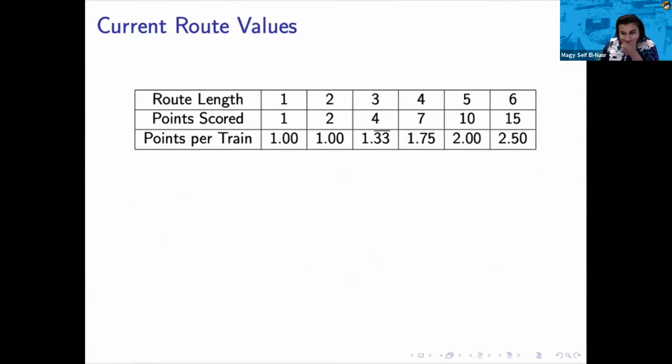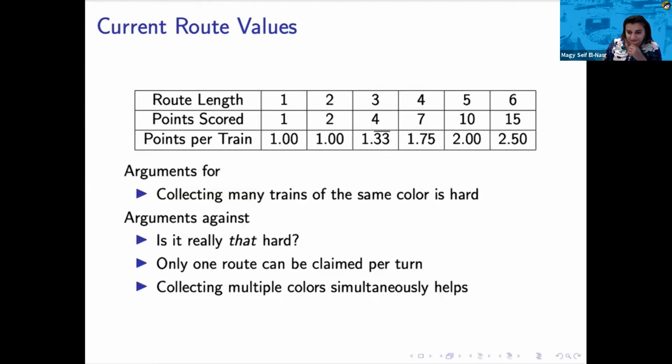So we'll first discuss current route values. Here we assign points in the way the game is currently played based off the length of the route. If you have found and claimed a route of length 6, then you get 15 points. Clearly, this is more than if you have routes that are shorter, but also on a per train basis, the number of points that you get increases. The argument for this is that collecting many trains of the same color is difficult. Arguments against this are: is it really that hard to collect 6 trains of the same color?